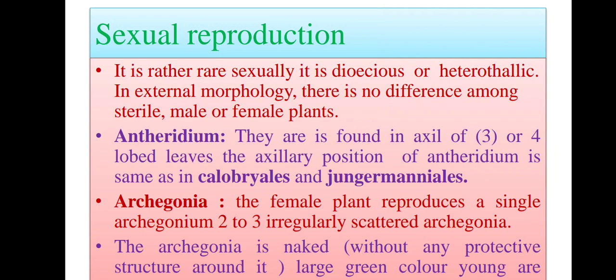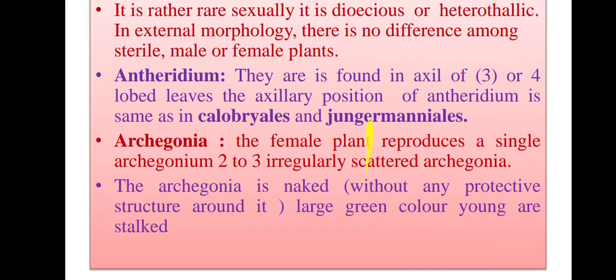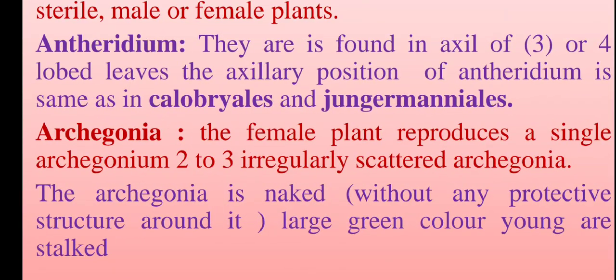Male plant body means they produce only one kind of organ, such as the antheridium. This is called the male plant body, and the female plant body is where they develop the female reproductive organ, such as the archegonia, so it is called a dioecious plant, so called a heterothallic plant. Is that clear? Next, the antheridium.